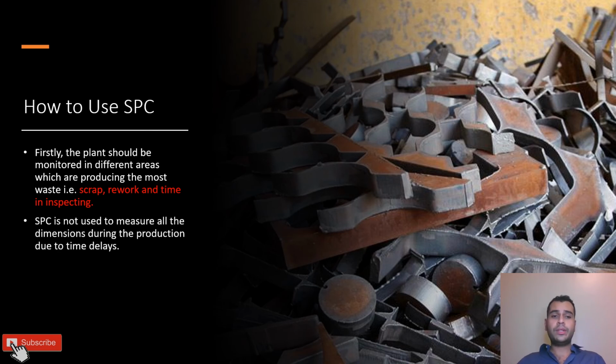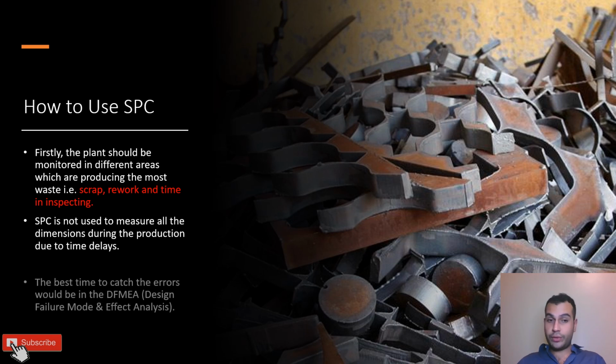So you have to see the different areas which are producing the most waste, and waste is very important because you do have waste like scrap, you have waste of reworks, you have even waste in time in inspecting, that is also waste. And obviously it's not used to measure all the production dimensions because that in itself can lead to time delays, and that is very important and critical when you are estimating time for your customers. So please make sure that this tool, you're not overusing it.